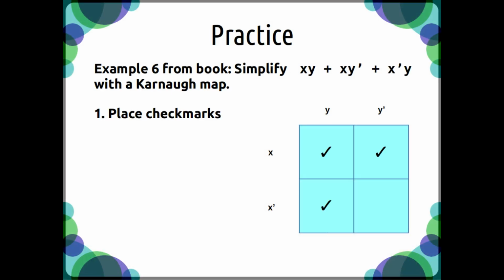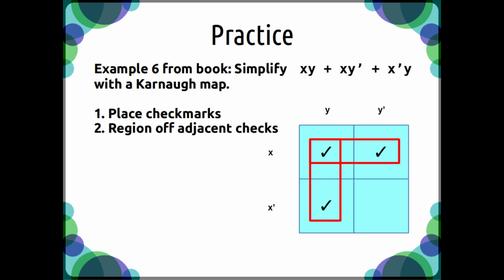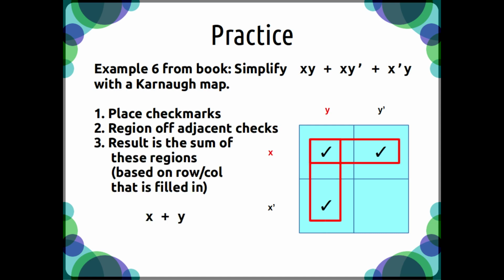Your check marks should look like this. Your regions should look like that. And your result should be x or y, based on how the entire row for x is filled and the entire column for y is filled.